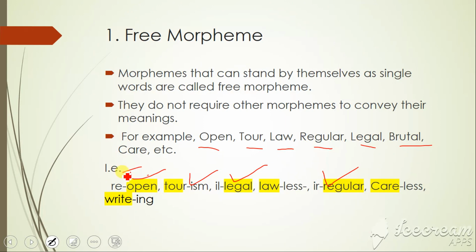Like in reopen, we have a base form. What is the base form? Open. So open is our free morpheme and re is a bound morpheme. In tourism, tour is a free morpheme and ism is a bound morpheme. Same like that, the parts of the words that I have highlighted in yellow are all examples of free morphemes.